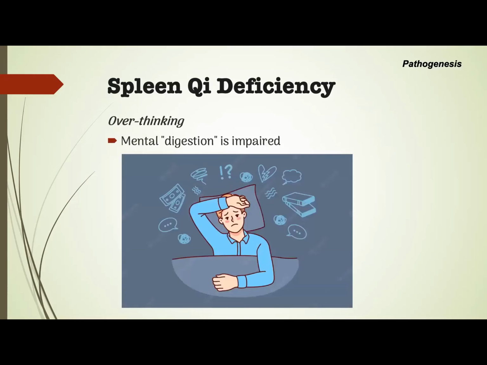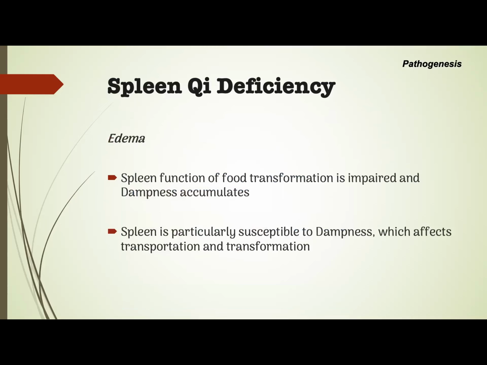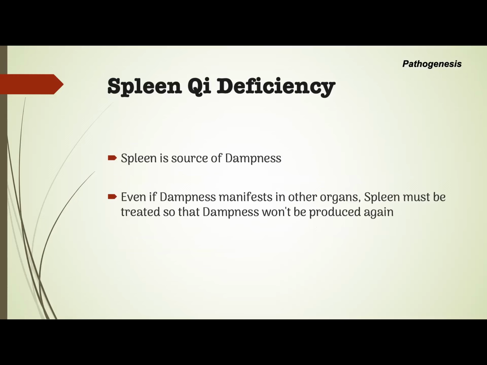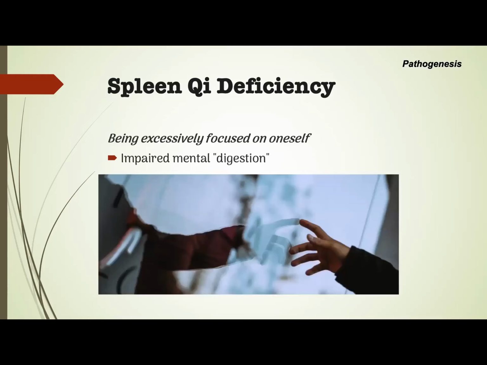Overthinking because of impairment of mental digestion. The edema because the spleen function of food transformation is impaired and dampness accumulates. Spleen is particularly susceptible to dampness, and this affects transportation and transformation. Impairment of spleen's function affects the transportation and transformation due to other causes, and this may easily give rise to dampness. Spleen is the source of dampness. Even if dampness manifests in other organs, spleen must be treated so that dampness won't be produced again. Being excessively focused on oneself. So all you think about is yourself. This is due to impaired mental digestion.